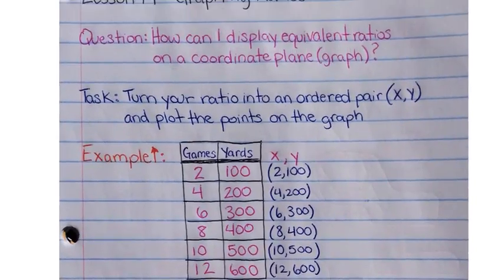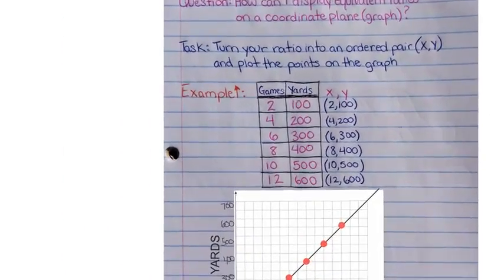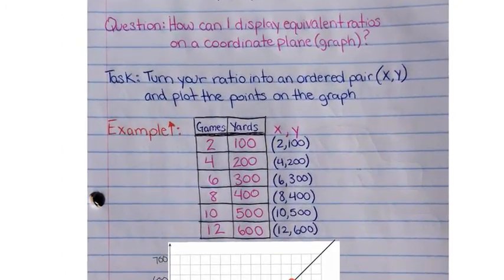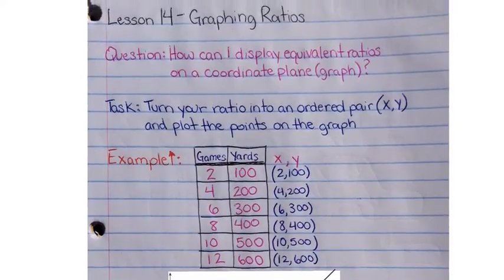Looking at the top half. We looked at our question already. How can I display equations on a coordinate, or sorry, not equations. How can I display equivalent ratios on a coordinate plane or a graph? It's pretty simple, actually. The task is to just turn your ratio into an ordered pair. Ordered pair is x, comma, y, and plot the points on the graph.